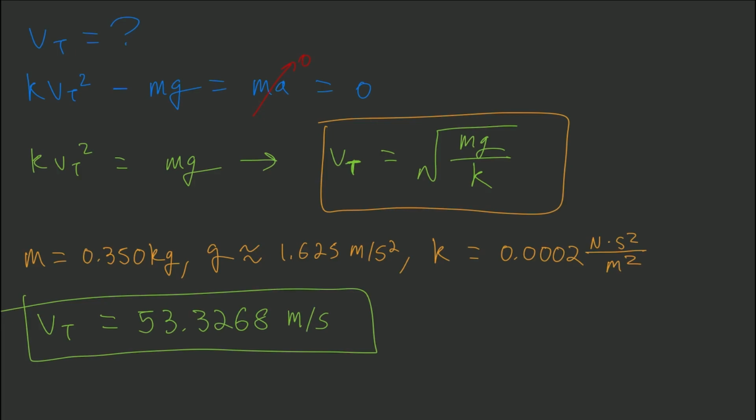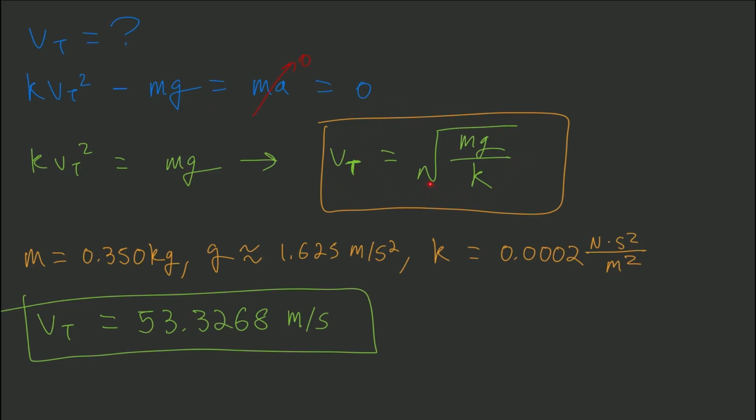So essentially we could say kv squared minus mg is equal to ma is equal to 0, because a is going to be equal to 0 when the object has reached terminal velocity or steady state speed. We're just going to use a subscript t here to remind us that this equation only applies for the terminal velocity. So kv_t squared minus mg is equal to 0. We can now do the algebra to solve for the terminal velocity, which yields this equation right here.